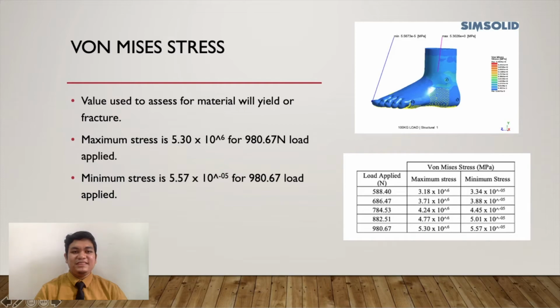Next, we move to the von Mises stress. The von Mises stress is the value used to assess whether the material can yield or fracture. There are 2 points shown, the maximum and minimum value. The maximum stress is 5.3 times 10 to the power of 6, and the minimum stress is 5.57 times 10 to the power of -5. Both are for the 980.67 Newton load applied.